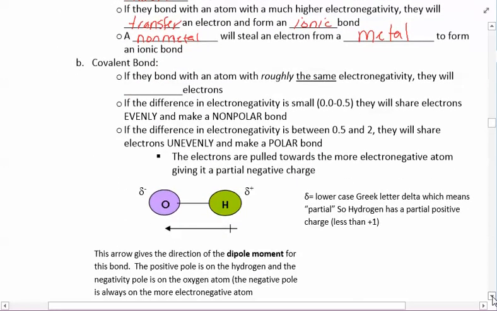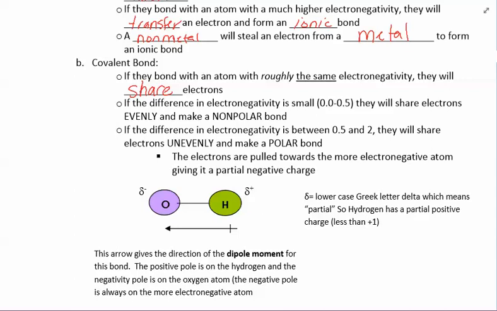The other type of bond we have is a covalent bond. A covalent bond forms if they have roughly the same electronegativity. They're not strong enough to fully take or transfer an electron, so they're going to share the electrons. So this is for a small difference in electronegativity. All of bonding is really based on the electronegativity. You can actually calculate the electronegativity difference to determine the type of bond that will form.